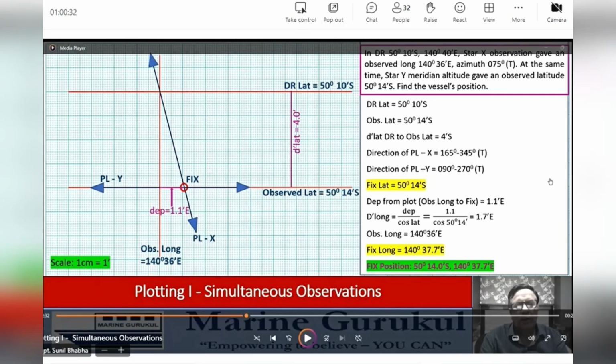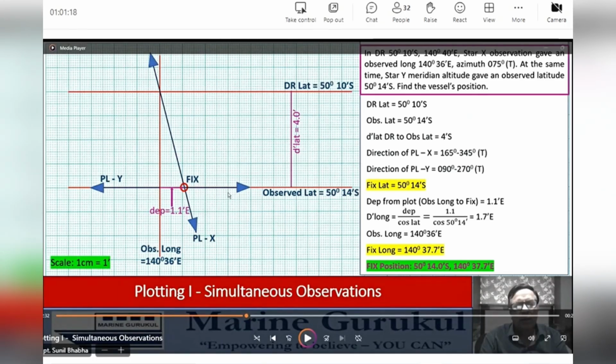Yes, sir. Can you please show a little bit for star Y, what will be the azimuth from where we draw the azimuth, so that we have a better understanding of this east-west line of PL? Okay, beta. Star Y is on our meridian. So you see, it is mentioned in the question, star Y meridian altitude gave an observed latitude 50 14 south. The azimuth is not given to us in the question, but when a body is on the meridian, the azimuth has to be either north or south. It can be north also, it can be south also, but the direction of the PL for meridian altitude observation will always be east-west.